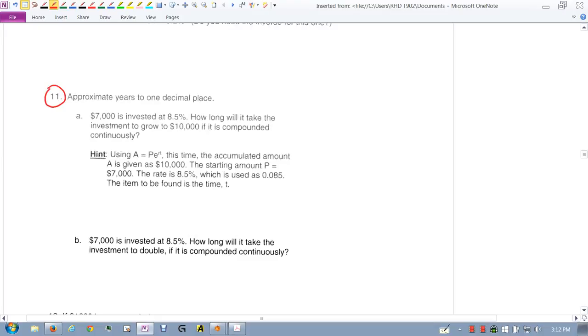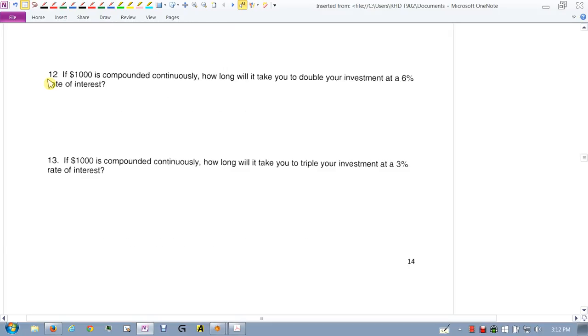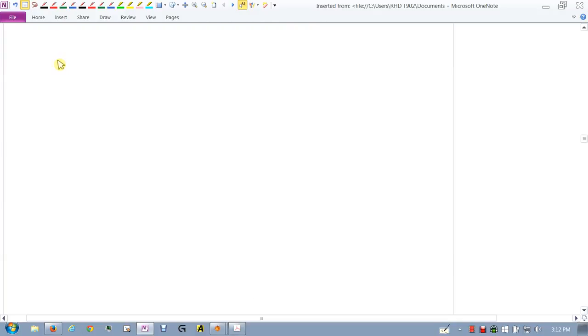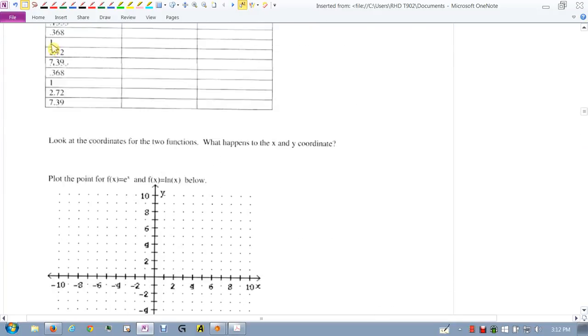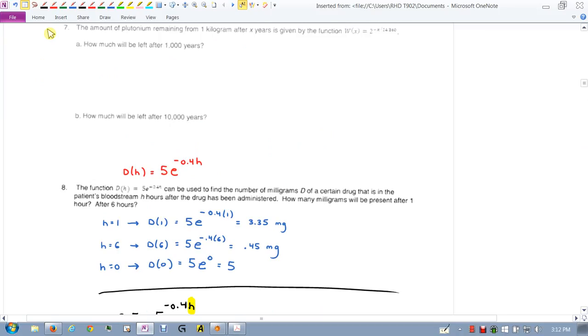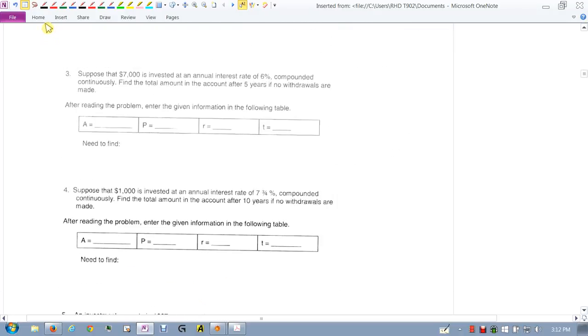Number 11, interest. How long will it take for this investment to grow to 10,000? There's a hint on this problem, all right? You start with, oh, wait a minute, hold on. Where's the homework assignment that goes with all that other stuff? Did I skip over it? Yes, I did. You don't want that. See, they were already using the logarithms there. Back up.